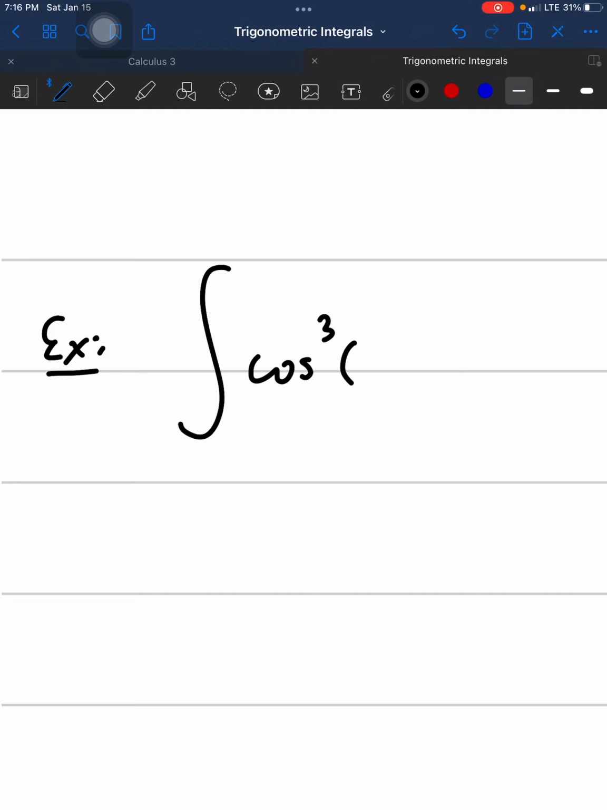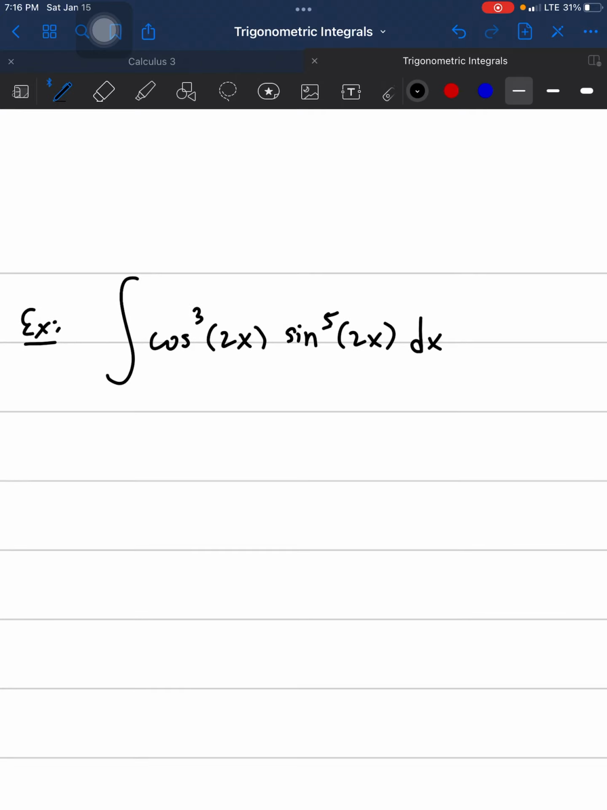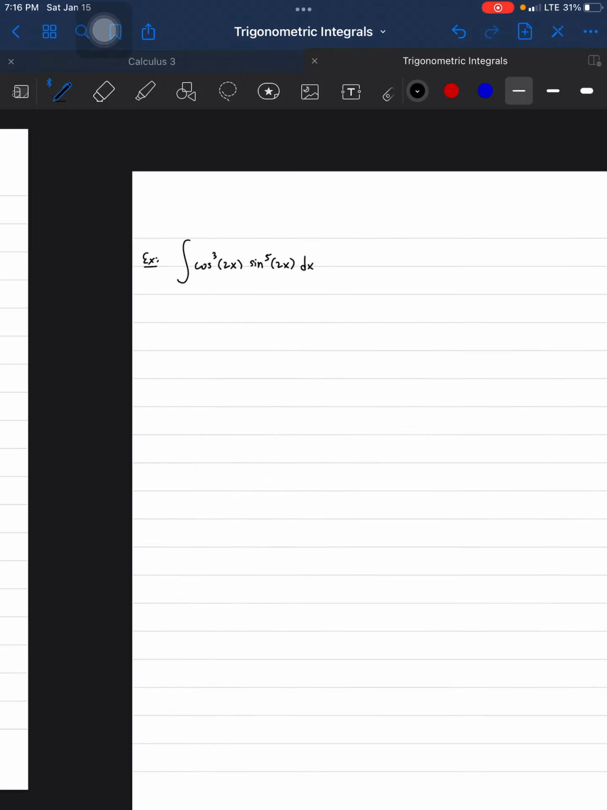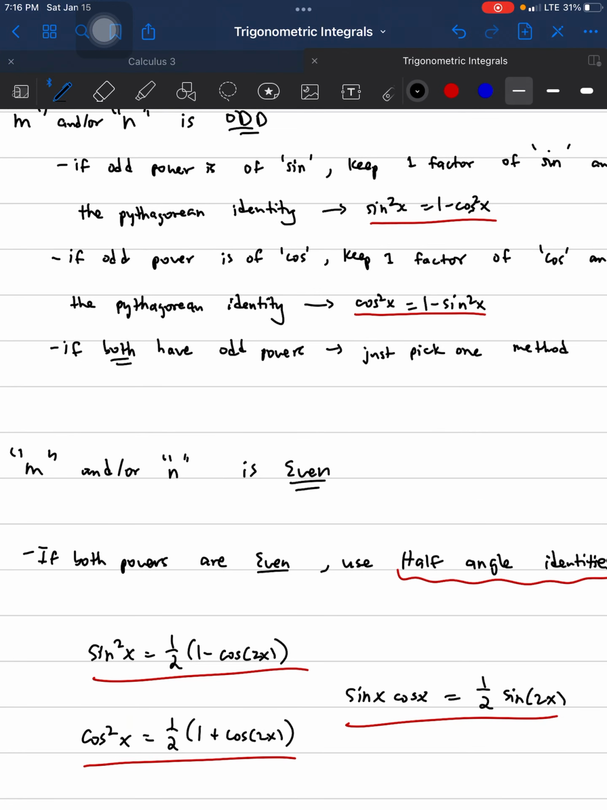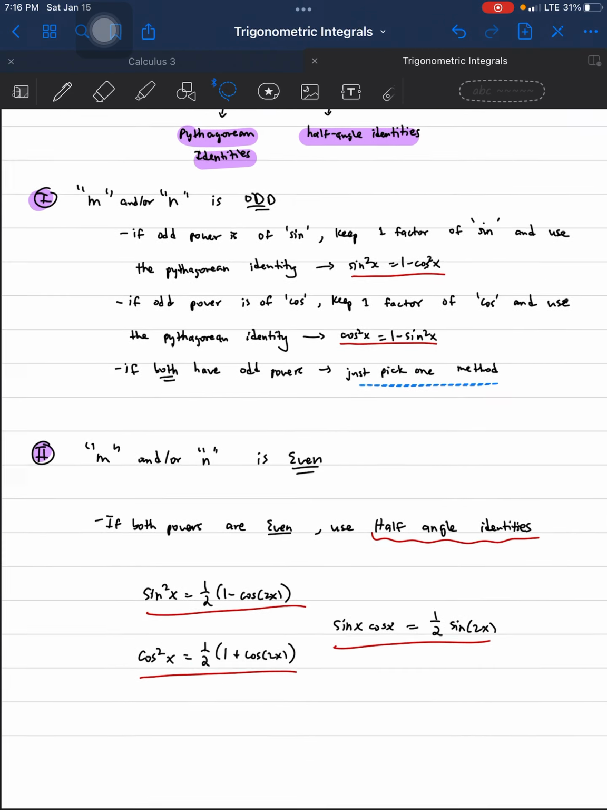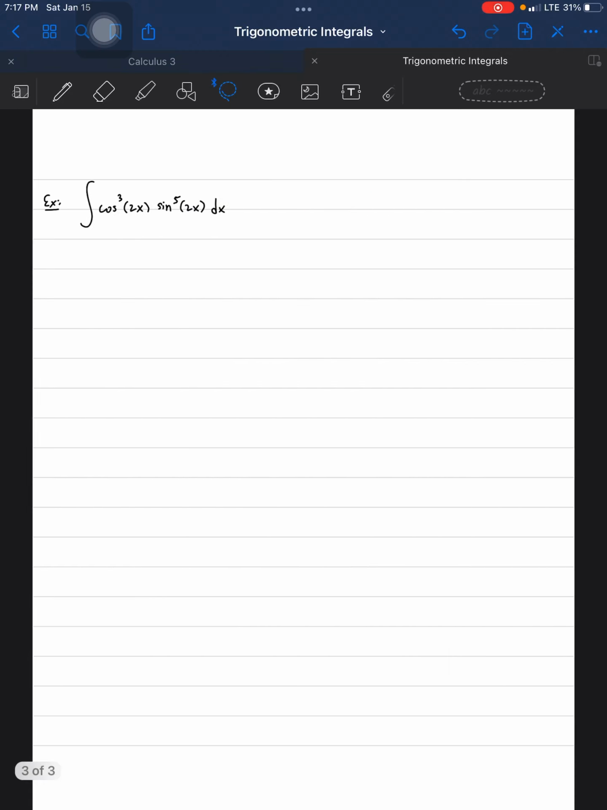So let's say we want to take the integral of cosine cubed 2x sine to the 5th 2x dx, right? Now what do we see? We see that both of them have odd powers. So what does the rule say? It says if both have odd powers, just pick one method. So let's actually just pick one method.